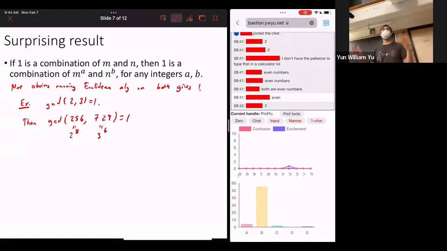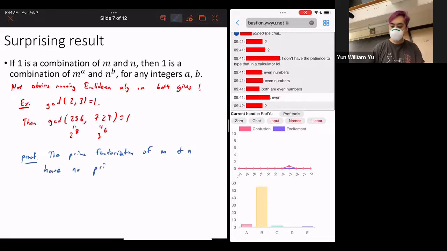How could you go from knowing that the greatest common divisor of 2 and 3 is 1 to suddenly knowing that the greatest common divisor of 2048 and 729 is also equal to 1? And I know that immediately because I know something about primes. And indeed, we can prove this pretty easily. So as a proof here, you know that the prime factorization of m and n have no primes in common. Right? Because if it had primes in common, then the greatest common divisor wouldn't be equal to 1.